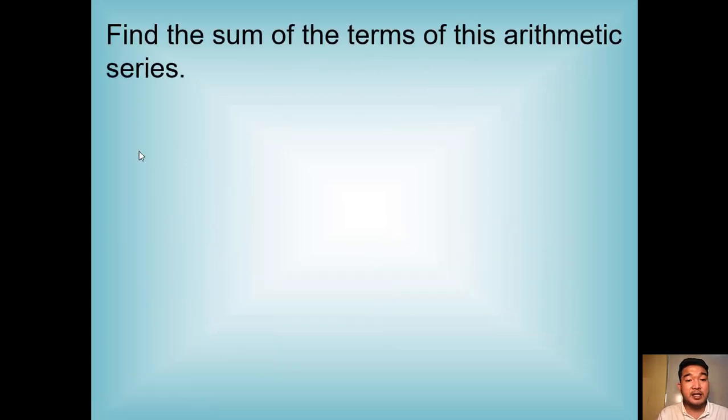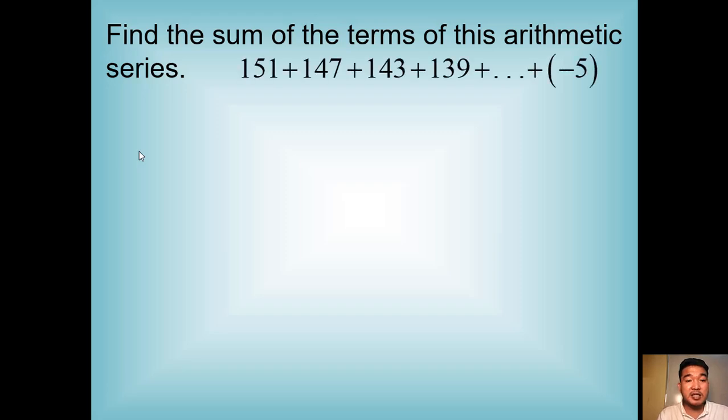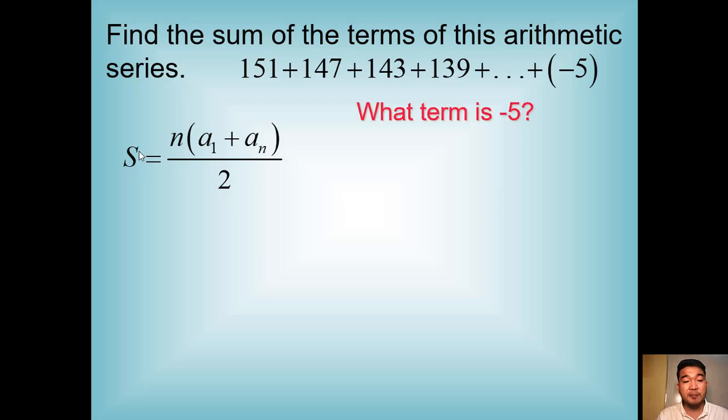Okay. Find the sum of the terms of this arithmetic series: 151 plus 147 plus 143 plus 139 plus and so on up to negative 5. So you write the formula. S is equal to n times the quantity of a sub 1 plus a sub n all over 2. But the question is, what term is negative 5? That is what we are looking for.